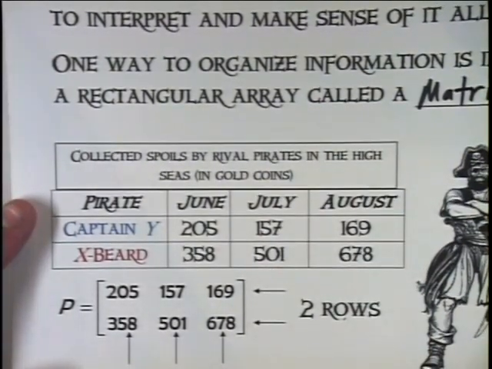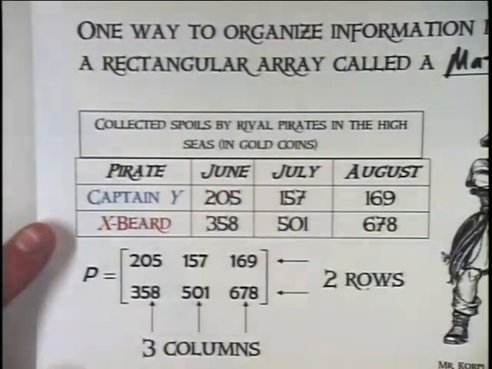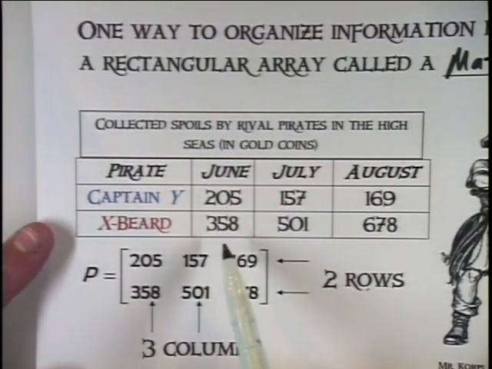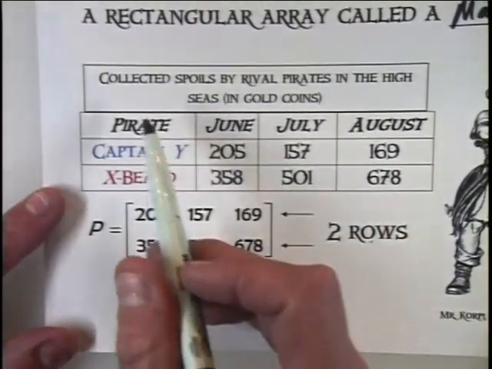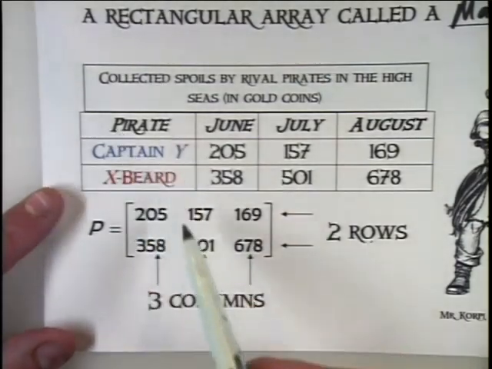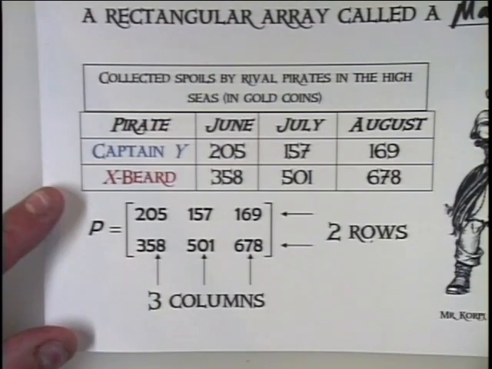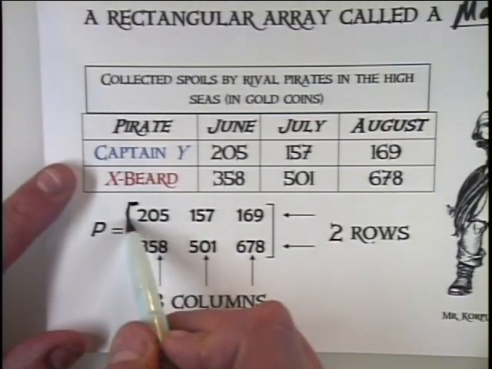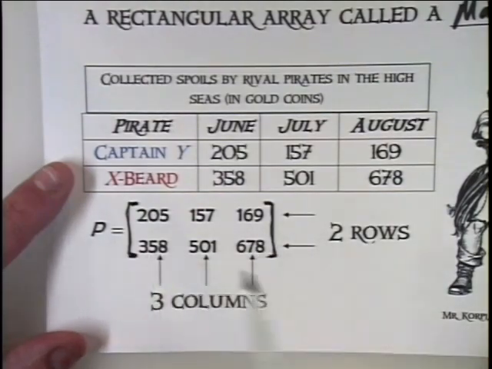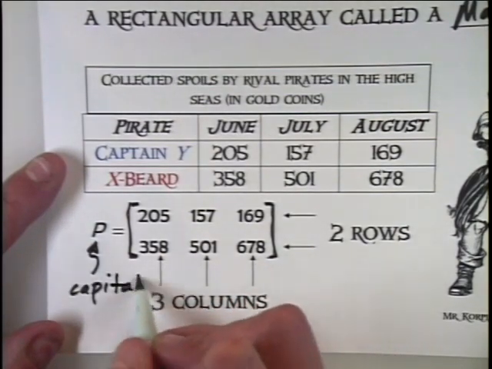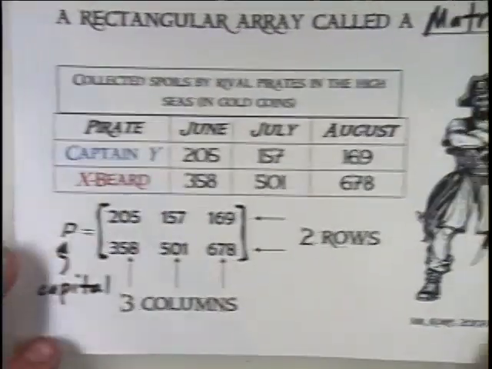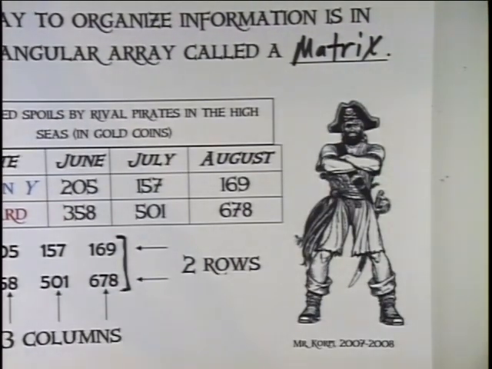Now let's make the jump to a mathematical matrix. A mathematical matrix is going to contain the same information, but we're not going to have the titles on our columns or on our rows. We're just going to take the numeric data, like the 205, 358, and we'll arrange it in columns. We have 3 columns there, and we have 2 rows of information. Now we do lose the fact that everything in here stands for something, but in the context of the original problem, this is a much more systematic, efficient way to list the numbers. And we always put brackets to include our arrangement or our array, and we also give it a capital letter. In this case, a P is a good choice because it deals with pirate information. And there is Captain Y. You've already met Captain X-Beard.